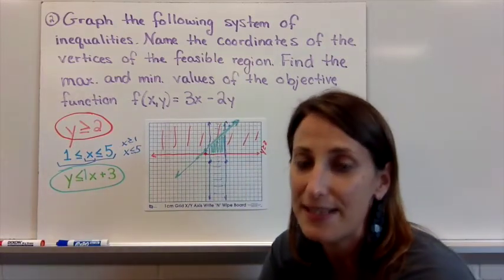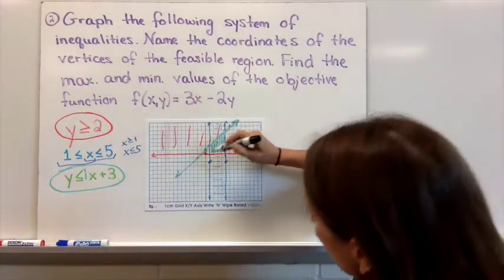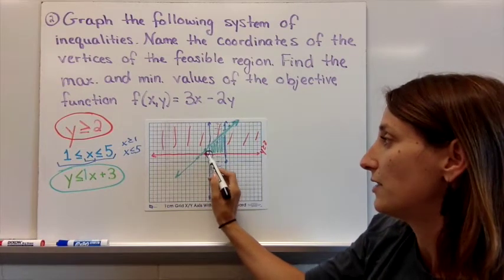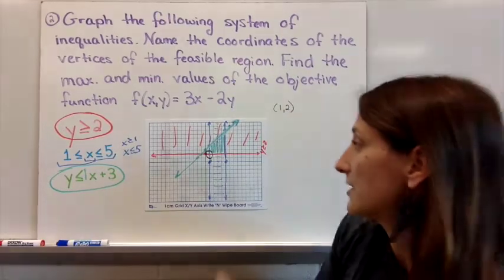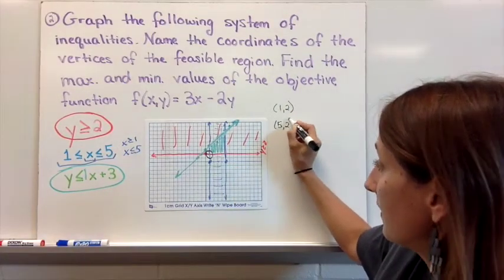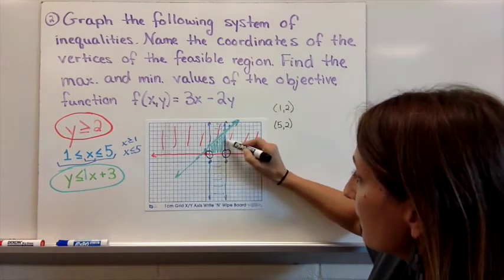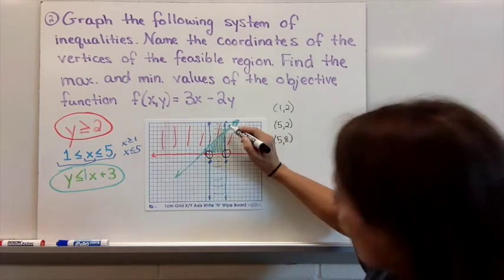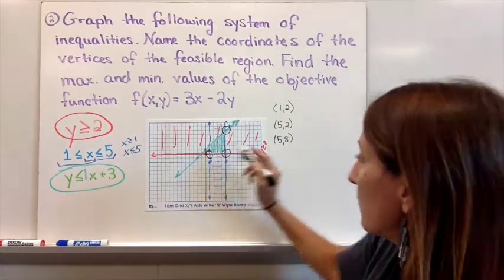So we can kind of identify our feasible region. Remember, the next step is to find the coordinates of the vertices. So I see 1 right here, and I can easily read that as 1, 2. So I have the point (1, 2). That's a vertex. I have (5, 2) right here. I have (5, 8), counting 1, 2, 3, 4, 5, 6, 7, 8. And then the last vertex is at (2, 4), counting 1, 2, 3, 4.